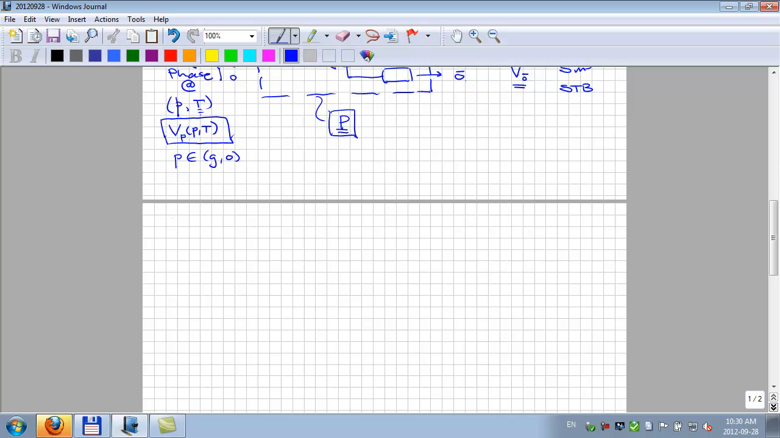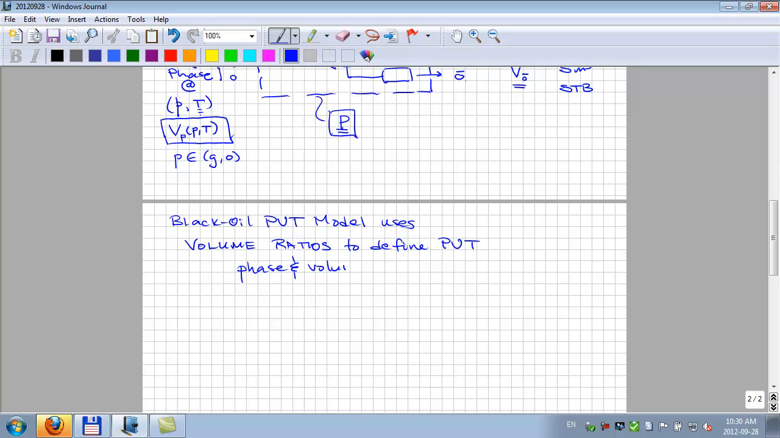Now, the black oil PVT model uses volume ratios, not volumes directly. It uses volume ratios to define its PVT phase and volumetric behavior.